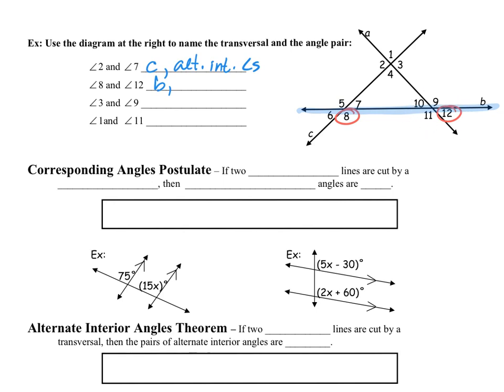Or if you look at this group of 4 angles and this group of 4 angles, you'll notice that 8 and 12 appear to occupy corresponding positions. So we call those corresponding angles. We'll abbreviate that CORR period. Those are called corresponding angles.